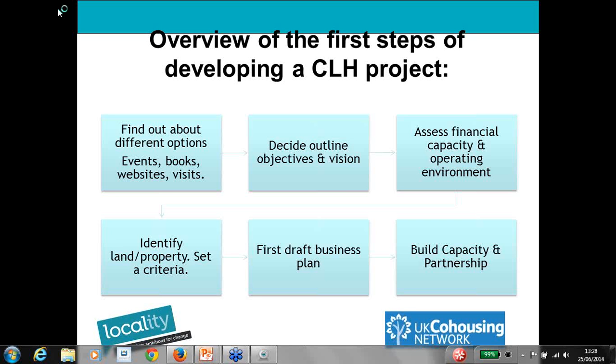Do extensive research about what's going on in your community and what your community needs for housing, and don't just think about housing stats. Think about employment, think about education, think about health, think about older people and so forth as well.